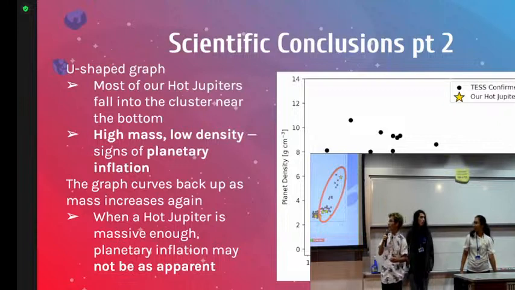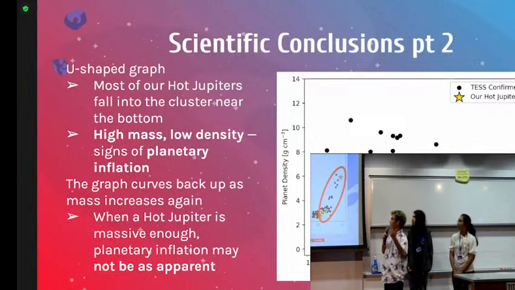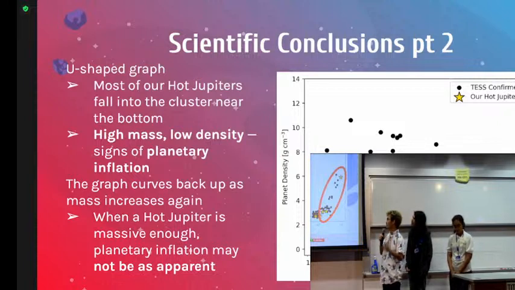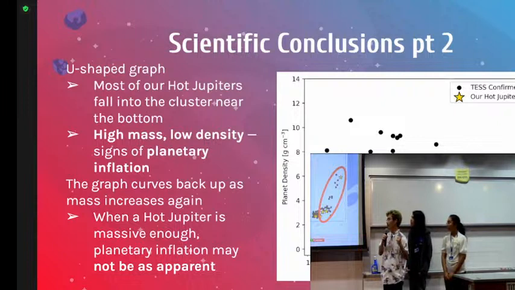Okay, moving on to the next part, you can see our U-shaped graph here. Let's go over what this is showing. On the bottom, on the x-axis, you're seeing planet mass. This is basically saying how massive this planet is in comparison to Jupiter. This is measured on a logarithmic scale, so 10 to the 0th is 1 Jupiter. A lot of these planets that we measured are right around 1 Jupiter worth of mass.